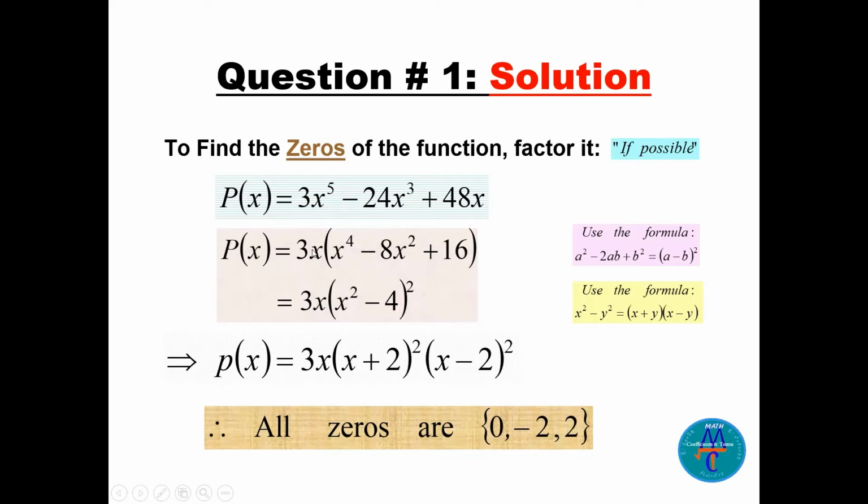So take 3x as a common factor. This is x to the power 4 minus 8x squared plus 16. This is a perfect square. See the formula here: a squared minus 2ab plus b squared becomes (a minus b) squared. And this one, you can factor by difference of two squares: x squared minus y squared is (x plus y)(x minus y). So the zeros are 0 here, which will make this one 0, and minus 2 and 2. So there are 3 zeros in this function.